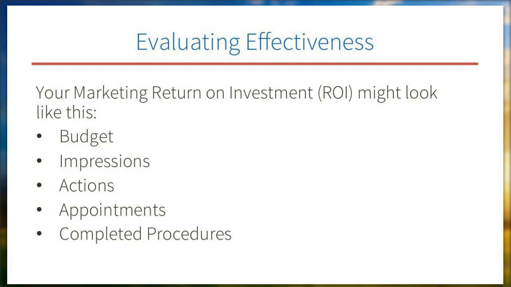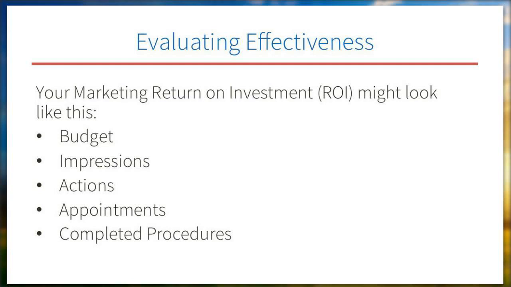Now we know that we can track what people are doing either online or by looking at our billboard or whatever. What do we actually do with that information? So what you need to start looking for is, what kind of return on investment are you getting? What kind of ROI do you have right now? So to help you evaluate the ROI for an orthopedic practice, you might look through these 5 steps. What is your budget, your number of impressions, your actions, appointments, and completed procedures?